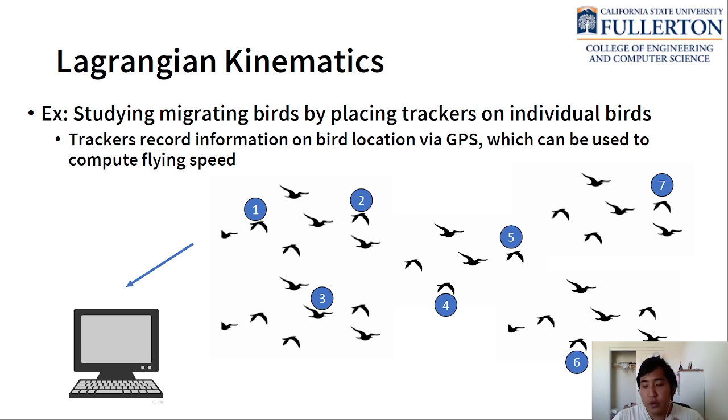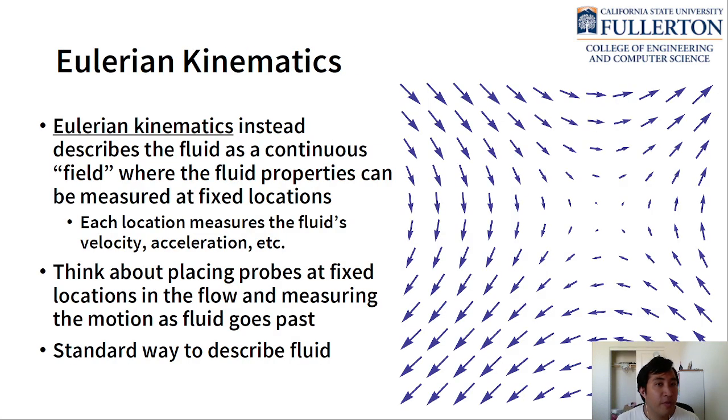Okay? A good analogy for Lagrangian is to think about studying a pack of migrating birds. The Lagrangian way to do this would be to capture individual birds, put a tracker on the foot, and then let it go, and then use that tracker to send information via GPS to track the overall motion of the flock. Of course, you can't do this for every single bird unless you're a mad person, but based on the few that you capture, you can use that information to track what direction and how fast they're going, things like that. The other way to describe fluid motion is known as Eulerian kinematics.